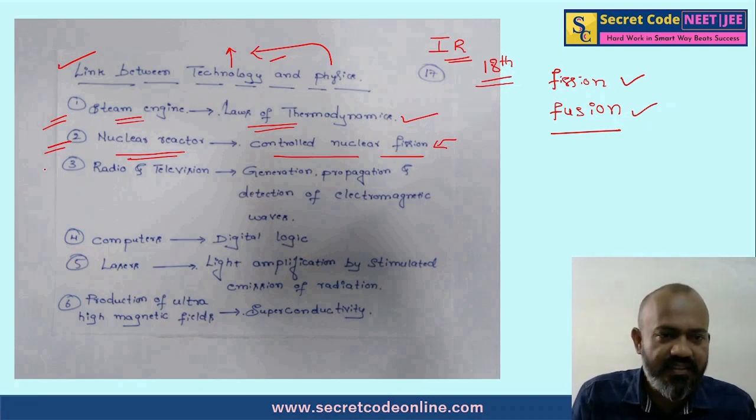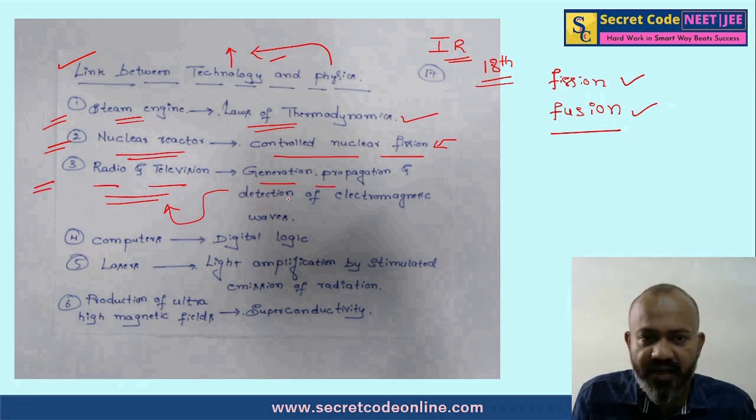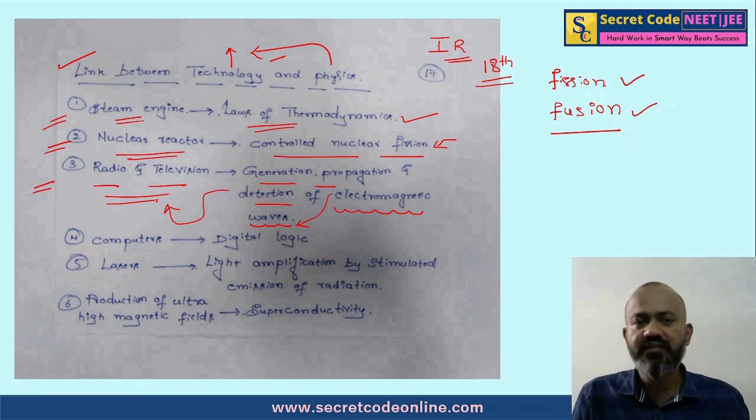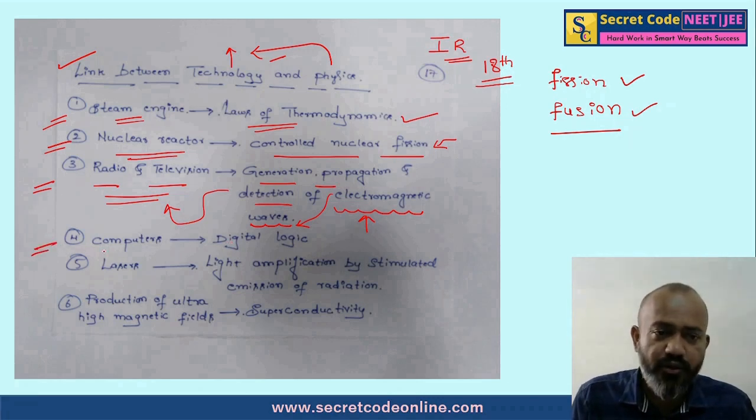And the third one, radio and television technology. Radio and television technology were developed based on the principle of generation, propagation and detection of electromagnetic waves. Based on the electromagnetic wave principle, radio and television technology was developed. And the fourth one, the computer technology.